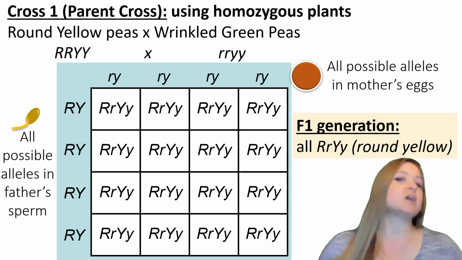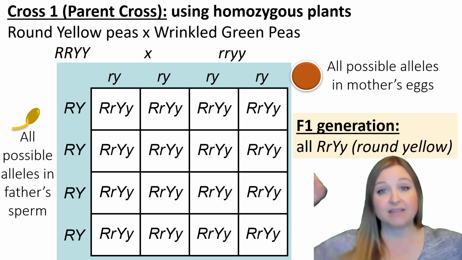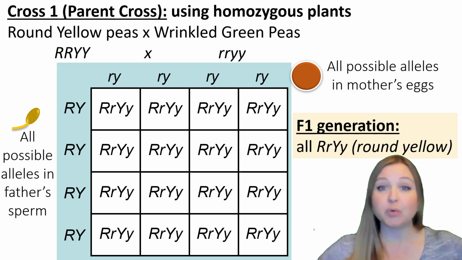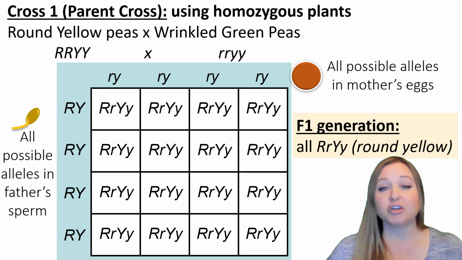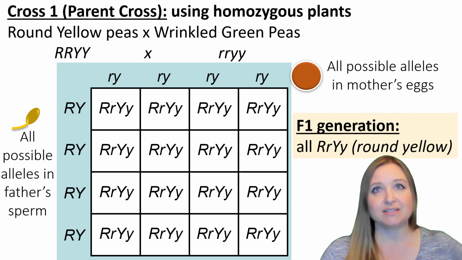So when we start with homozygous parents, one who's homozygous dominant and the other that's homozygous recessive for both of those genes, all of the F1 offspring are going to be heterozygous, and that means they're all going to show the dominant phenotype for both of those genes, and that's round and yellow peas.